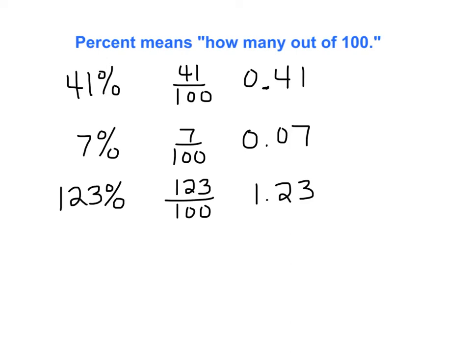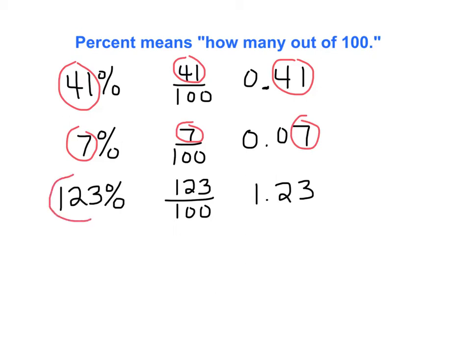The one thing that's nice about going from percent to fraction to decimal is that you'll notice the numbers are always the same. So I have a 7, and a 7. I have a 123, a 123, and a 1.23. The numbers are the same. I just needed to put in that decimal point.